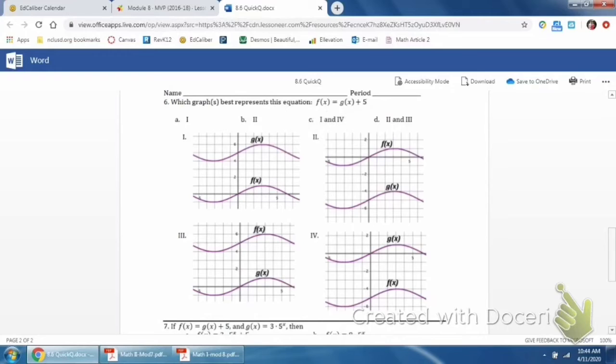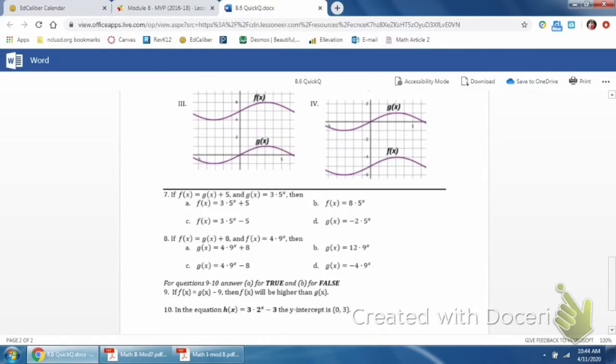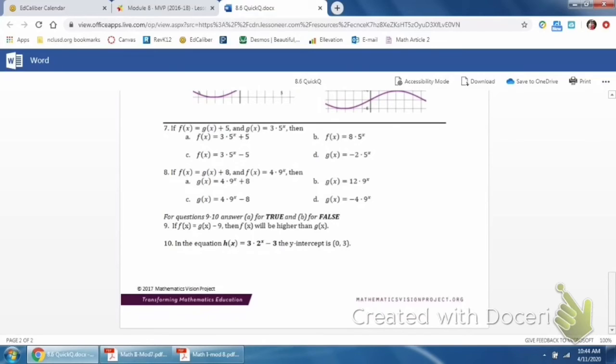Okay. Seven and 8 we're going to plug in again, but now they're exponential, but doesn't matter. So for number 7, we're taking g and plugging it in there. So this is going to come out to f of x equals 3 times 5 to the x power, that's g of x. And then we're going to add 5 after it. Okay, so that should be our answer. And that should be A.